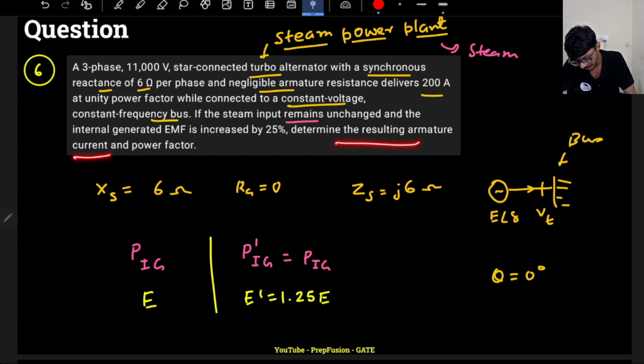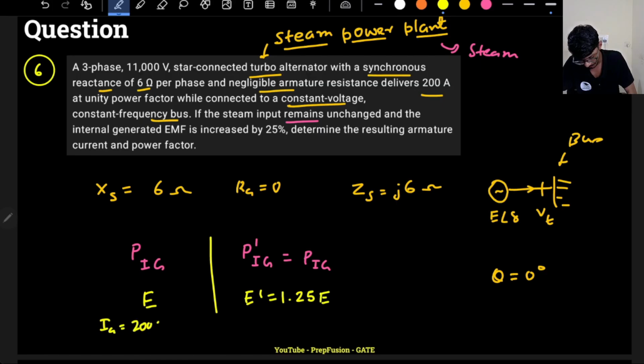Determine the resulting armature current and power factor. So they are asking me initially the armature current IA was 200 amperes and the power factor was unity, right? Now they are asking me what will be IA dash and the power factor dash, right? These things they are asking me.